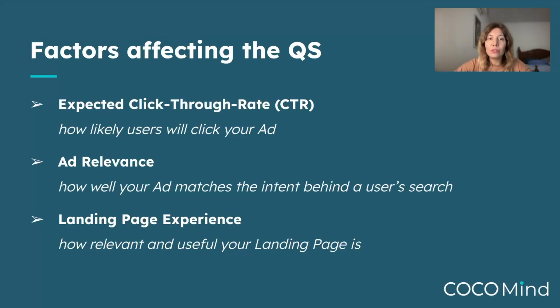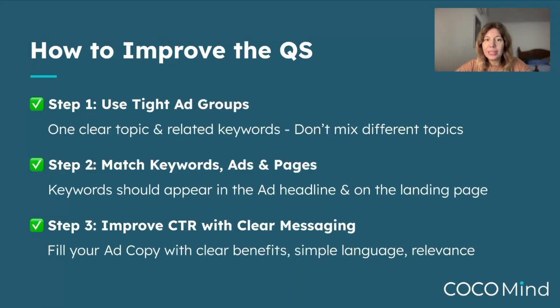How relevant and useful your landing page is to people who click your ad. So Google looks at the following things. Is the page relevant to the keyword? Is it clear and easy to understand? And is it fast and mobile friendly? So a simple rule, the landing page should continue what the ad already promised. So now I'm going to explain to you how you can improve the quality score in simple steps.